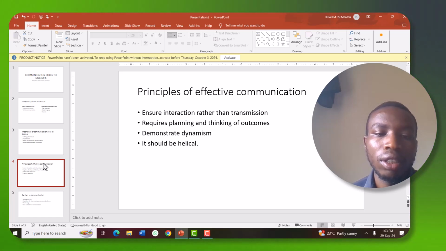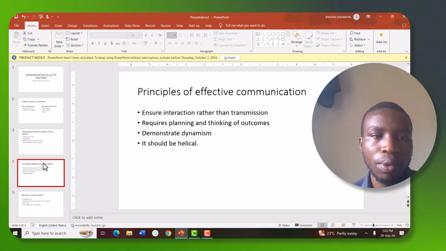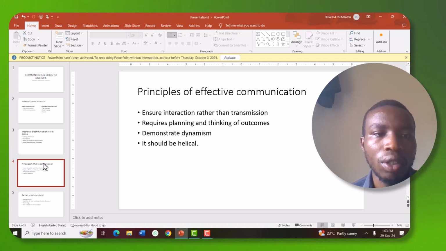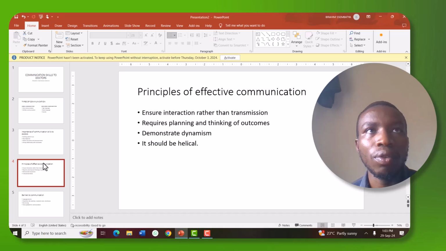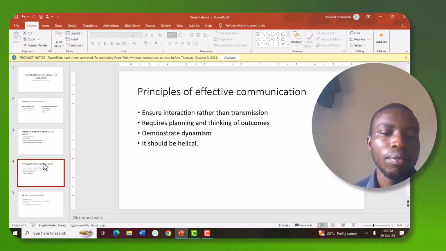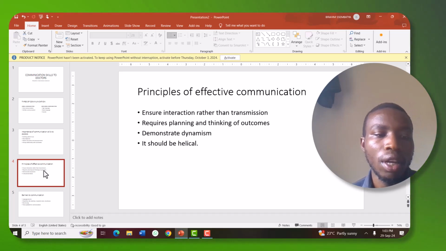Okay, then it should be hierarchical. This here means that what you speak is the one that influences what another person will speak. If you are a doctor, you speak something, what you have spoken will influence what the patient will reply, and what the patient replies is the one that influences what you are going to speak next. So that's why it is said to be hierarchical.